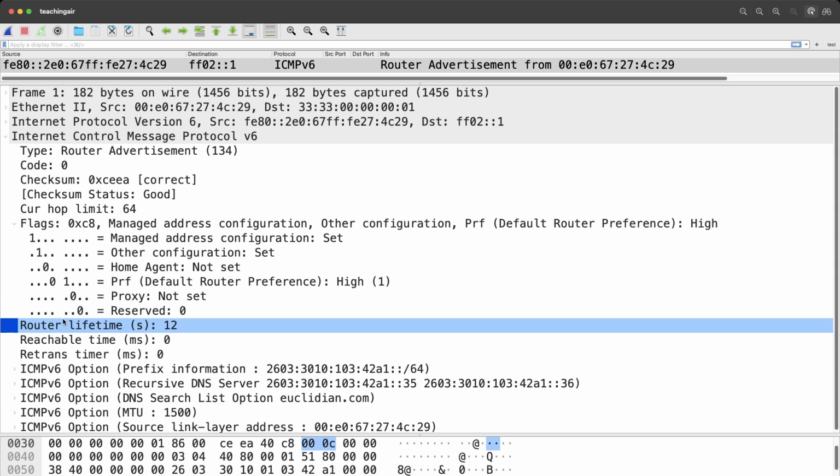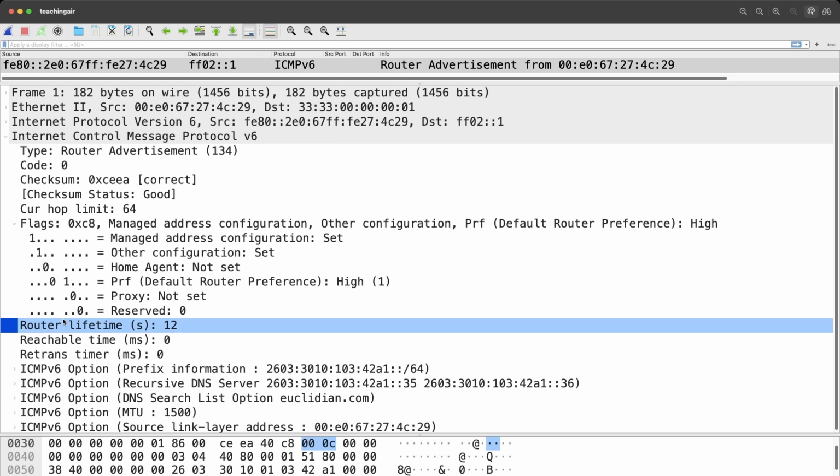Then we have a router lifetime. So I told you that the router will periodically advertise itself. It will send these packets, and I think I have it configured to like every 4 seconds, something like this. But this basically says, hey, this particular information is valid for 12 seconds. If you don't receive another advertisement, then forget about this router.